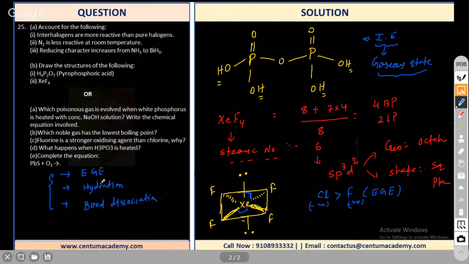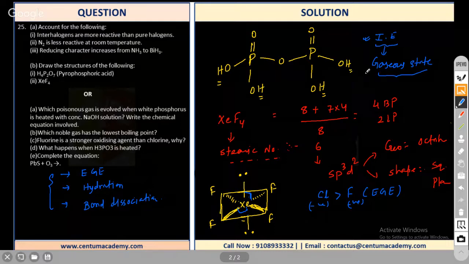Okay, so these three factors come into the picture in solution, right? And when you compare all these three factors separately for chlorine and fluorine, only the electron gain enthalpy of chlorine is more negative than that of fluorine. But in case of hydration energy and bond dissociation energy, fluorine dominates over chlorine, and hence the acceptance of electron in case of fluorine is easier, and hence it is a stronger oxidizing agent, right? So these two things you can write down easily.